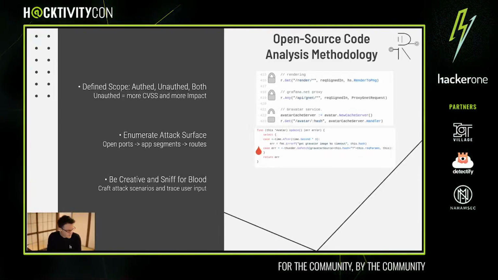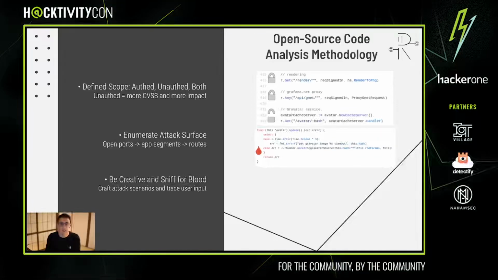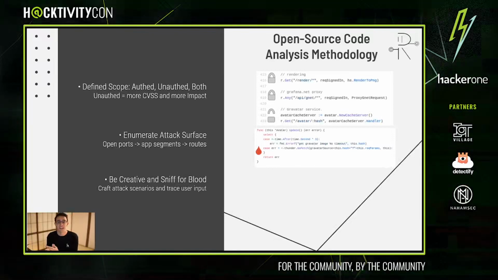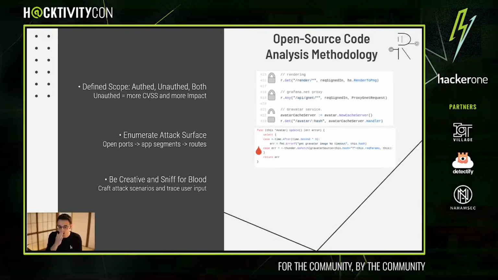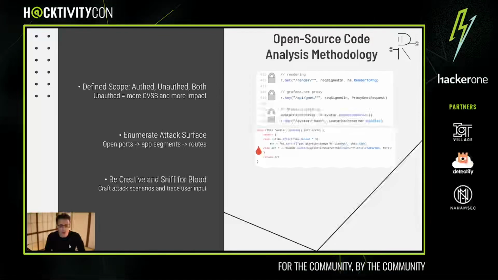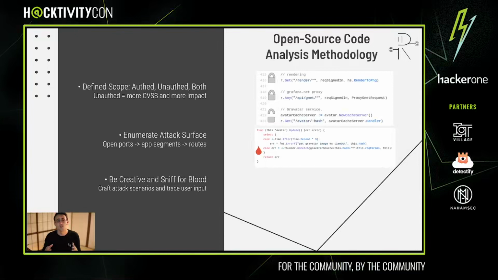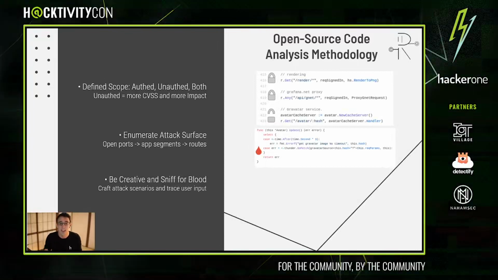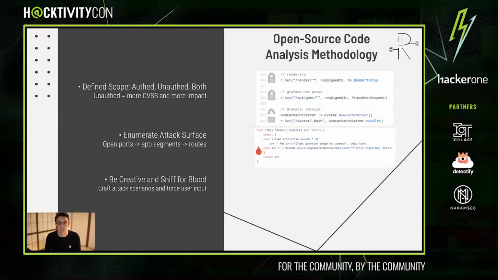Now, if you hit a dead end on the unauthenticated routes, can't find anything, that's when I would move towards the authenticated routes and see if I can make anything authenticated, unauthenticated, but first I like to focus on unauth routes. So at that point, then you're just mostly looking at the code, tracing user input where it goes throughout the application, and then doing what I like to call sniffing for blood, which is looking for areas in the application that look particularly sketchy.